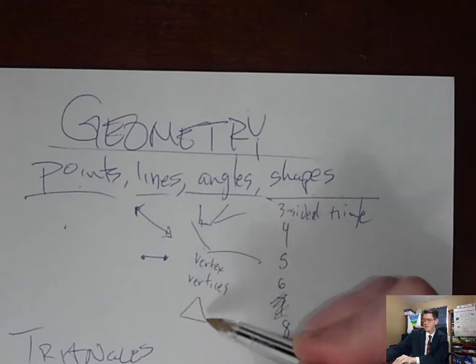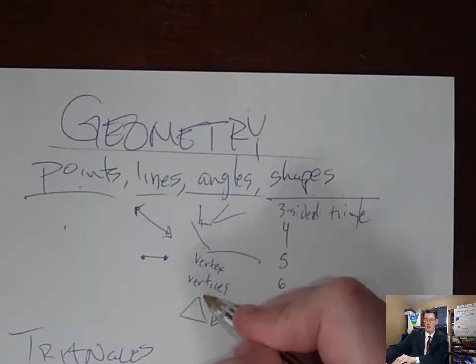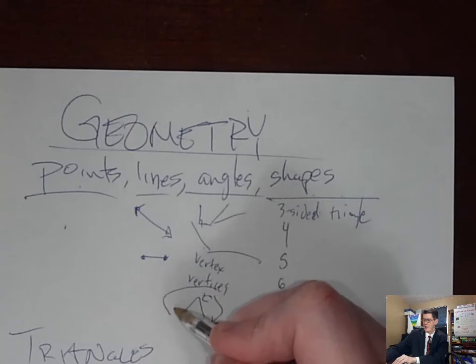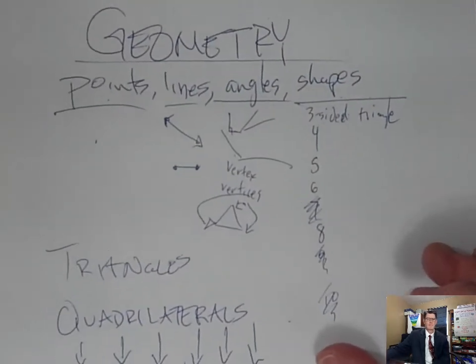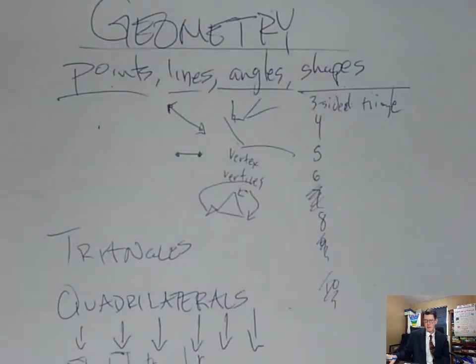The vertices of a triangle are right here, and right there, and right there. It's an interesting whiteboard, isn't it? My messy handwriting, you can definitely write it better than I am. But here's what you're going to be studying in geometry.